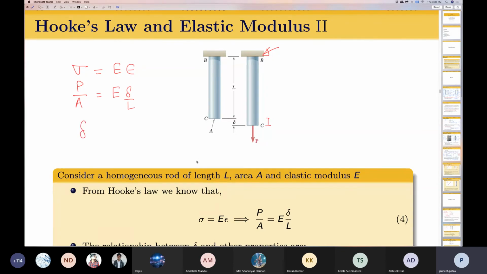Therefore, you end up with one of the most profound relationships which you will encounter in engineering mechanics, where the deflection delta is related not just to the applied force and length, but it is also related to the elastic modulus and the area: delta equal to PL over AE. So this expression is very useful in different problems that we will solve later on.